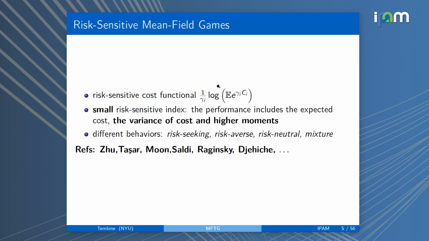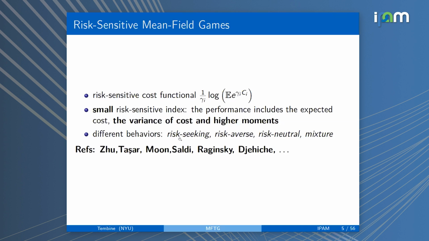Now, why is this interesting? Well, it is interesting because the Nash equilibria, the optimal strategy under this new performance criterion, as gamma goes to zero, you might connect to the classical risk neutral cases. And when gamma is not zero, actually you might have different behavior. So it's very interesting to mix some players.